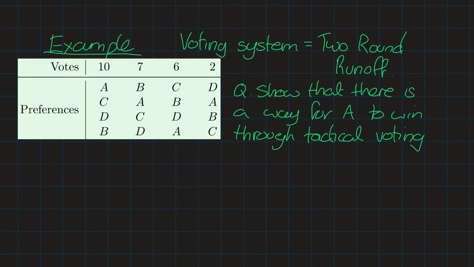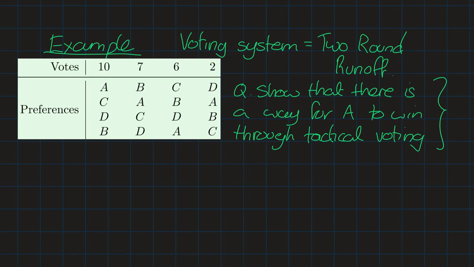So here's some voting profile. There are 4 alternatives in the running. And the question is simply, show that there is a way for A to win through tactical voting. It's really important when you're answering these types of questions that you make sure that what you're doing is actually tactical voting, right?